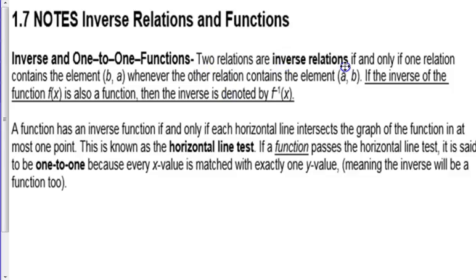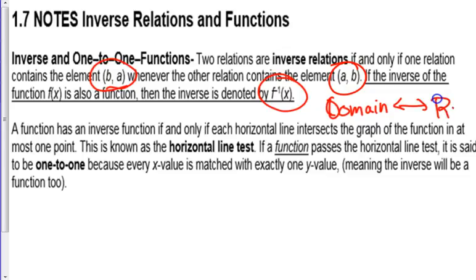Two relations are inverses if you switch the values to get from one to the other. This is the notation for inverse function. I'm going to write myself a little note here that the domain and range would also switch. The domain would become the range, and the range would become the domain. If a function passes the horizontal line test, then it is known as a one-to-one function, and it means the inverse is also a function.